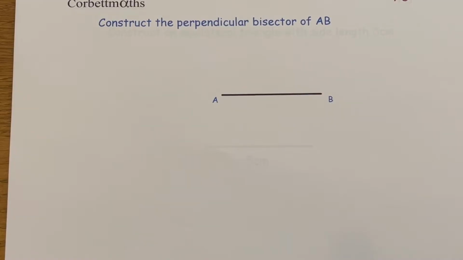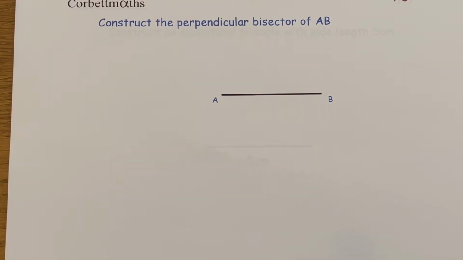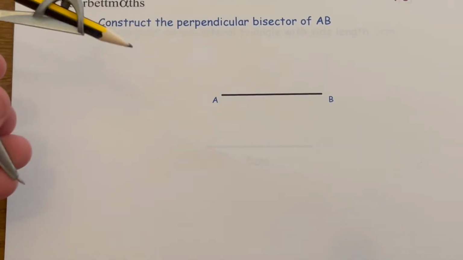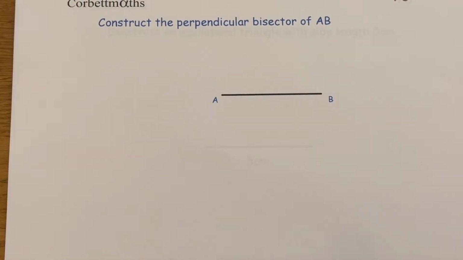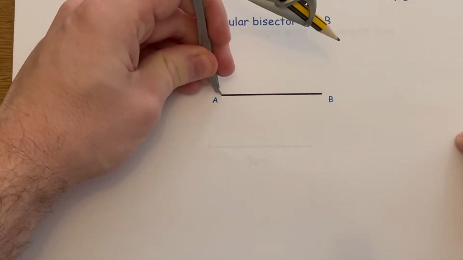The first construction we're going to look at is the perpendicular bisector. Here we've got a straight line AB, and we're going to construct the perpendicular bisector of the line AB. We're going to need our compass and our pencil, and make sure your compass is tight and secure. You're also going to need a ruler or a straight edge to join up some points. First, we're going to put the point of the compass on the end of the line, A.